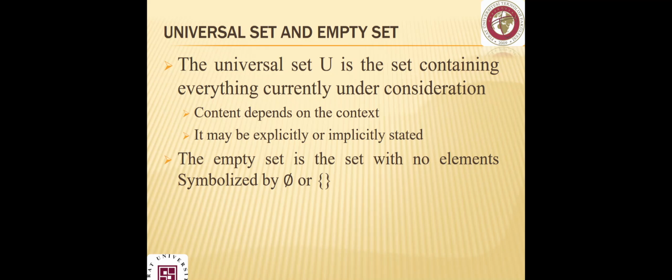If I say all university students, I'm referring to another universal set. It depends on the context. This context may be given implicitly, and may also be given explicitly. Explicitly means I define it in a proper way so that there may be no confusion about it. It may be implicitly defined, so you have to dig it out. You have to find it.